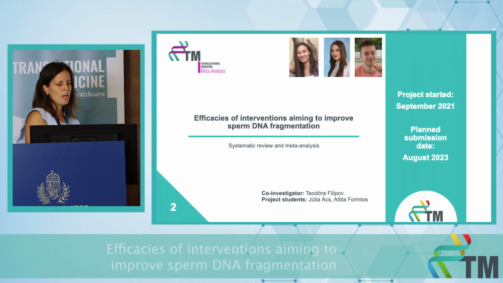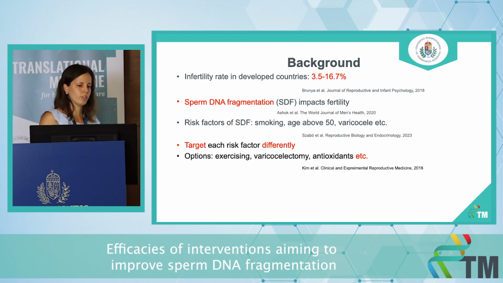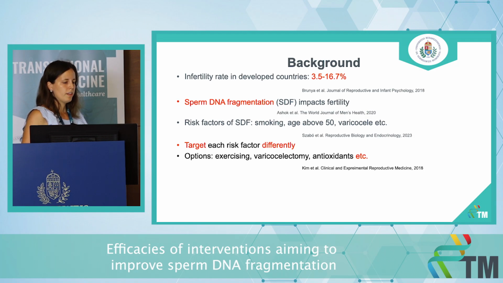The next topic is related to the first one. We're looking at the interventions which aim to improve sperm DNA fragmentation. The background is pretty much the same. As we have seen, there are several risk factors which may impact sperm DNA fragmentation. Thus, we need to target each of them differently. Some of the options for the interventions include exercising, varicocelectomy, and antioxidant treatment.